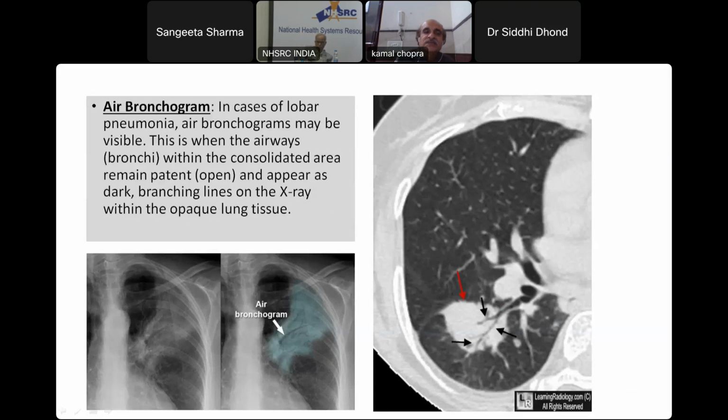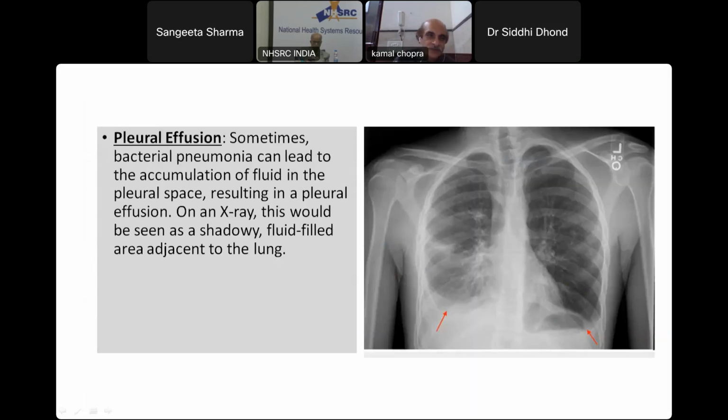As you can see, air bronchogram sign: if the underlying bronchi are patent, they can be seen as a black line shadow. They delineate the bronchi which are patent and have air in them, while in the surrounding area, because of the consolidation and the collection of secretion, we cannot see this. A similar air bronchogram we can see in the CT scan also.